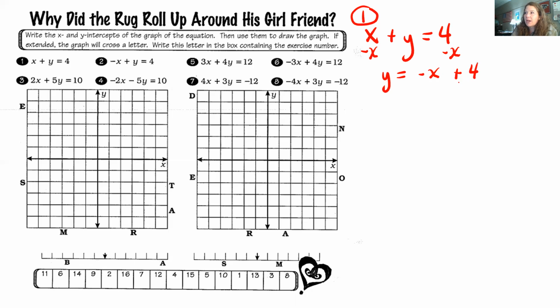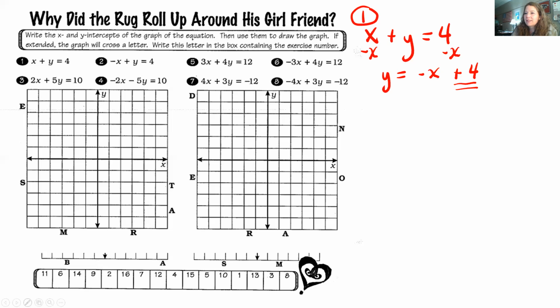So when I graph, I always start at that Y-intercept, 0, 4, 1, 2, 3, 4. There's my dot. All right, 1, 2, 3, 4 right there. And then my slope is negative 1 over 1. So I'm going to go down 1, right 1, down 1, right 1, so on and so forth. And then eventually I'm going to see that it's going to take me to a particular letter.